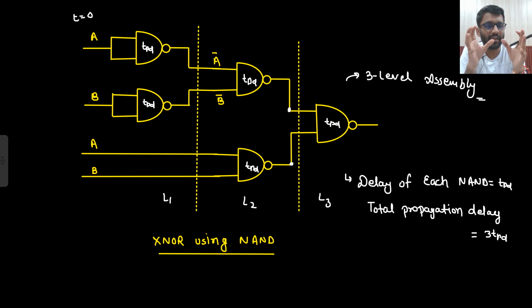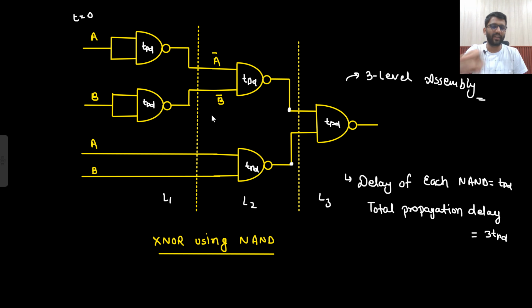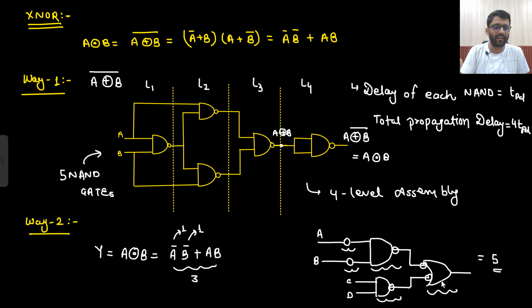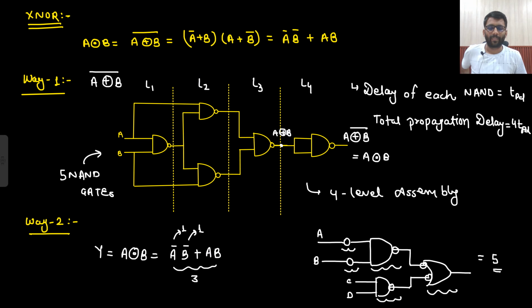So if my requirement is that I need XOR gate and XNOR gate both, then I will go with this structure. Otherwise, if I only need XNOR gate, then I will go with this structure because here there is minimum delay. And also the cost is the same. Here you require 5 NAND gates, and here also you require 5 NAND gates. So the cost is the same. So based on the requirement you need to see. If you only require XNOR gate, then you will go with this particular structure.